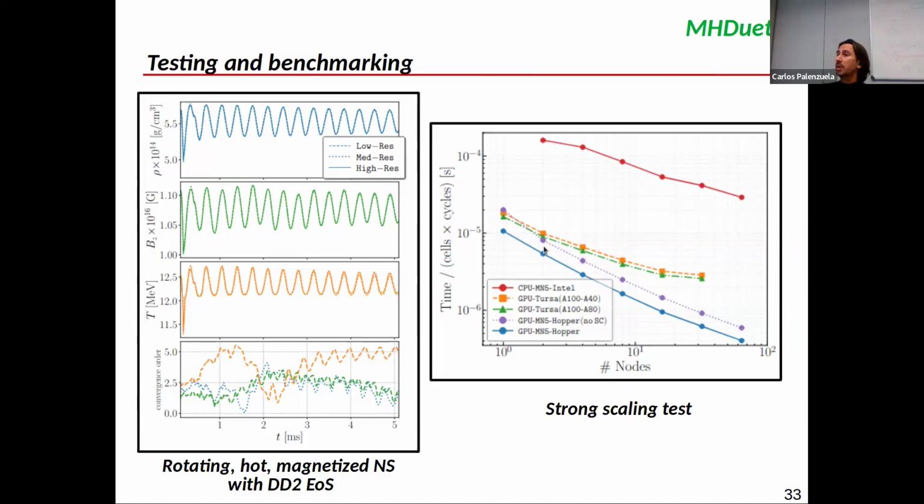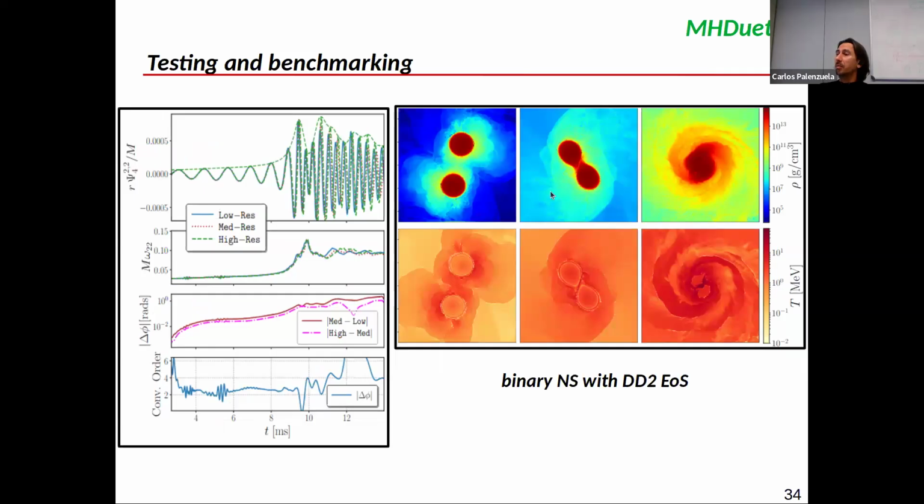In particular, if we compare in MareNostrum, we get almost a factor of 15 or 20. And here I plotted two curves: one without subcycling, and the other with subcycling. So adding the subcycling in our scheme, at least with GPUs, gains a factor of 2 in speedup. We also did some binaries, binary neutron stars with DD2.